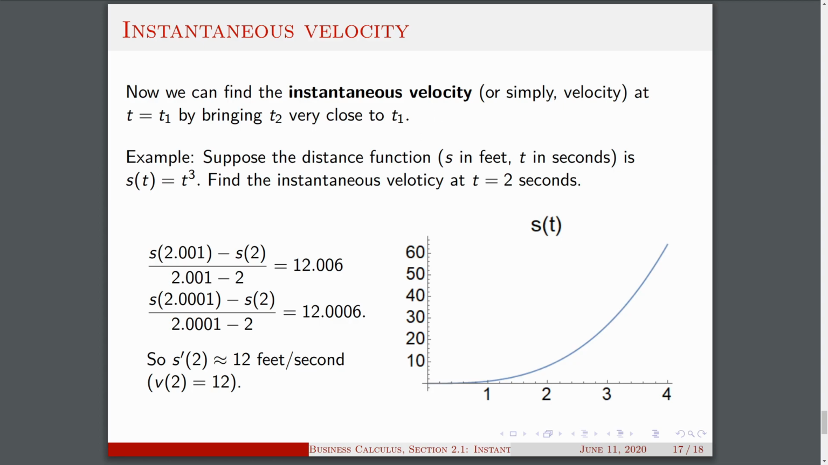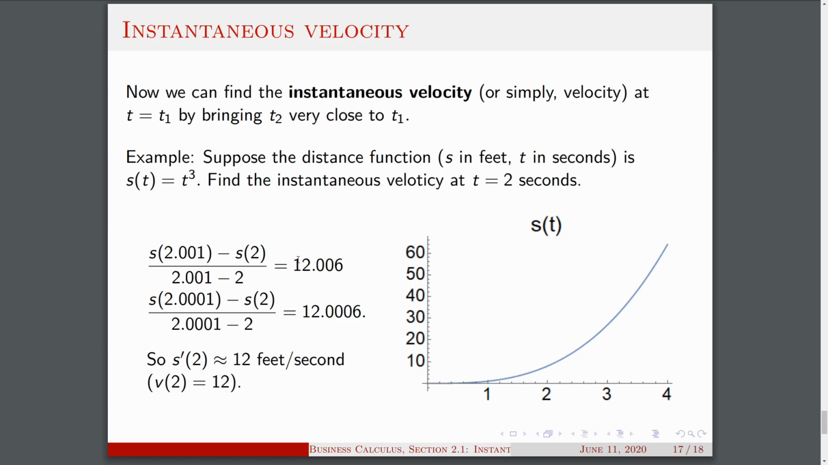So for example, if we have the distance function, which is the same one as for the previous example. I guess the previous one, s was measured in miles. So this function is measured in feet, that some object has traveled in t seconds. And this time we have a formula for the distance traveled. All right, so the instantaneous velocity at t equals 2, what we'll do is just find the average velocity between 2 points that are very close to 2, where the t values are very close to 2.